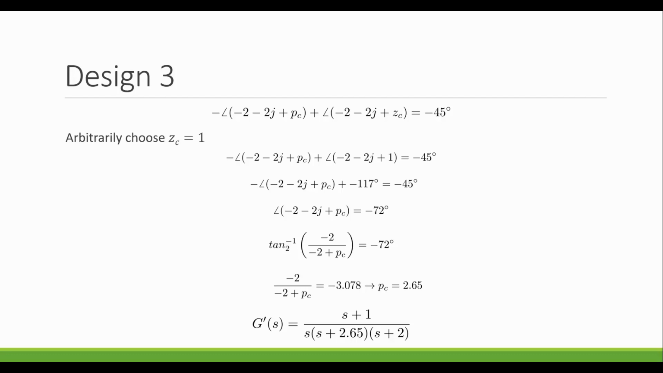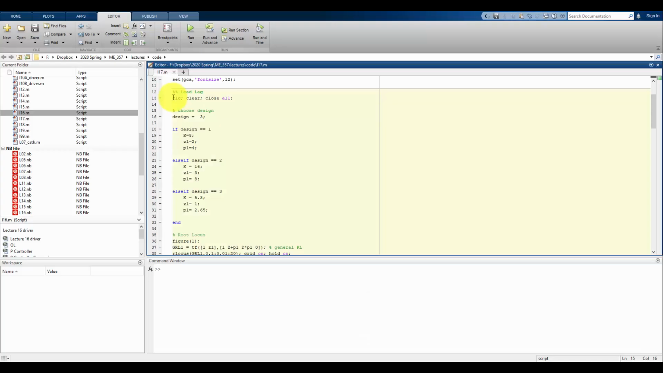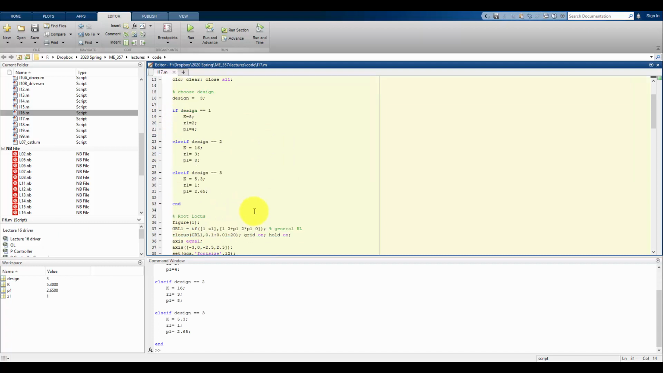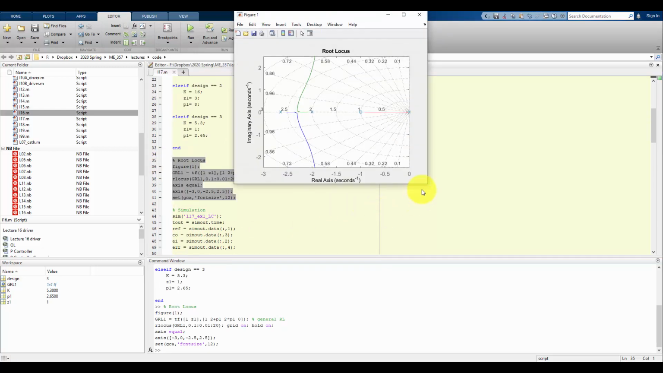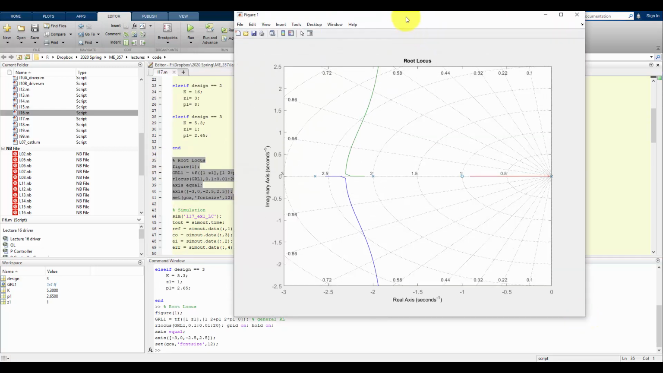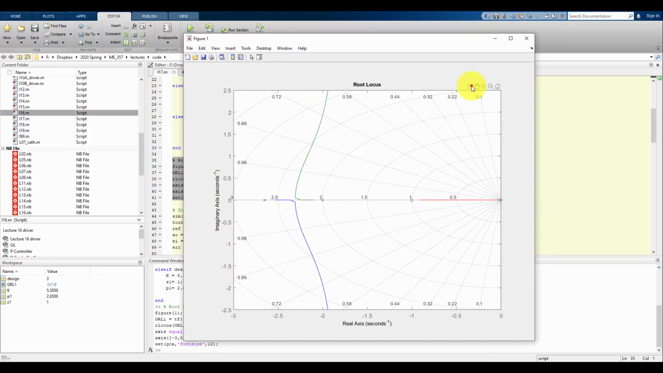So now we can put this into MATLAB and see the root locus from this g prime. So putting design 3 into my choices here, I'm going to put the z of 1 and the p of 2.65 in, and we can make the new root locus for our third design. Right, now we'll use this to find the gain necessary for this controller.